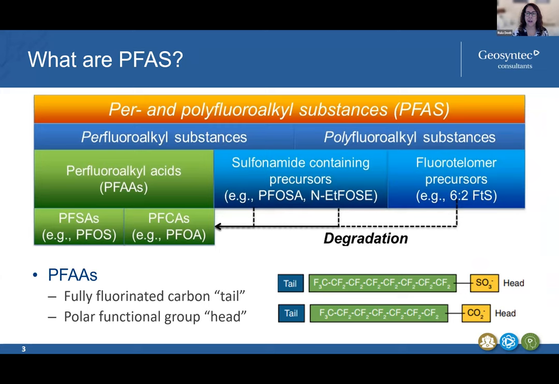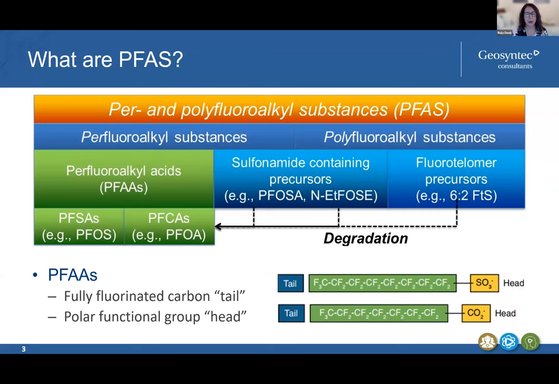The definition of what PFAS constitutes keeps changing. It's different in Europe than it is in the U.S. So the number also keeps changing. It's gone up from the hundreds to the thousands and may very well exceed 10,000 individual compounds.